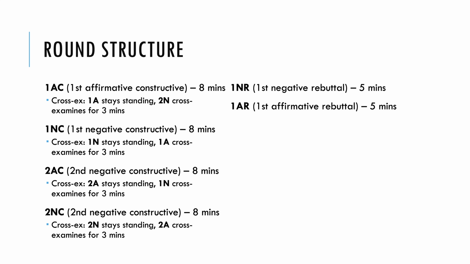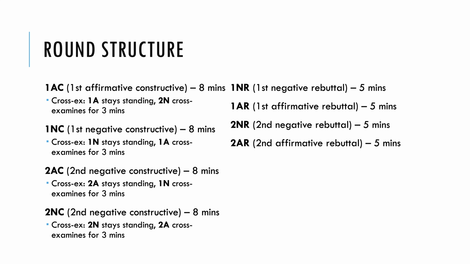So notice the first affirmative rebuttal is given by the same person as the first affirmative constructive. The first negative rebuttal is given by the same person who gave the first negative constructive. After that is the second negative rebuttal, which is the final negative speech in the debate. That's 5 minutes. And then finally, there's the second affirmative rebuttal, which is 5 minutes.